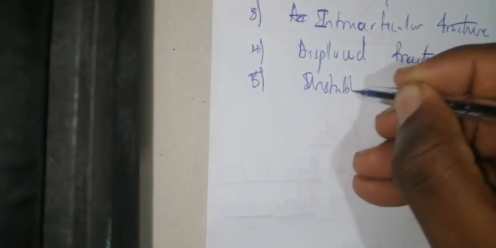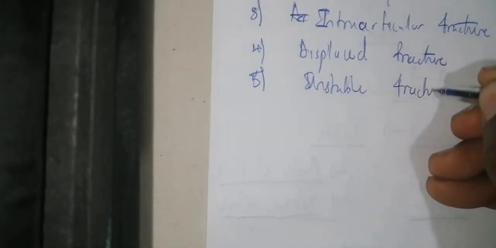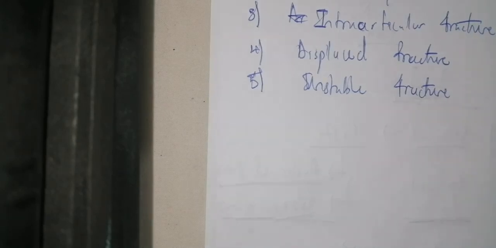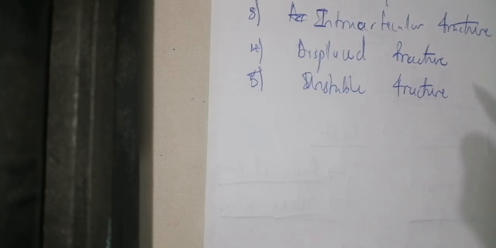The fifth one, after fractures with displaced fragments, is the unstable fracture. An unstable fracture is one that is not displaced, but when the limb is mobilized, it easily gets displaced. That is the definition of an unstable fracture. Are you getting it? So those are the 5 major indications for surgery.